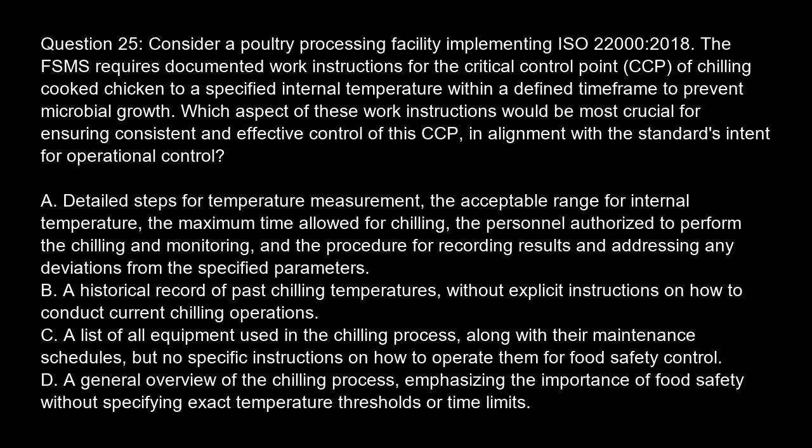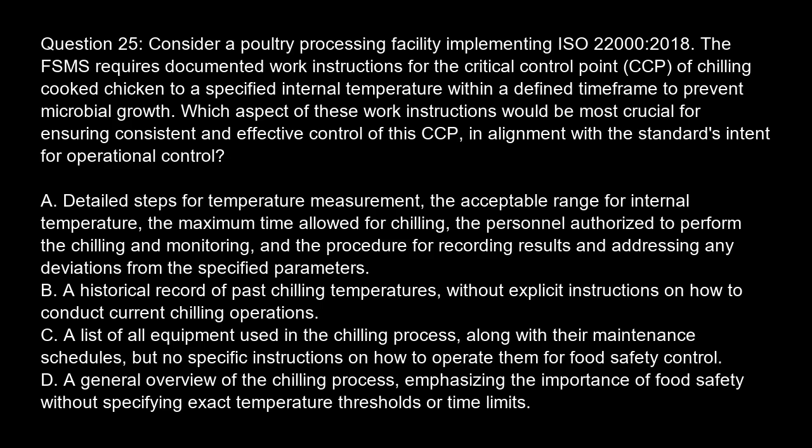Question 25. Consider a poultry processing facility implementing ISO 22000:2018. The FSMS requires documented work instructions for the critical control point, CCP, of chilling cooked chicken to a specified internal temperature within a defined timeframe to prevent microbial growth. Which aspect of these work instructions would be most crucial for ensuring consistent and effective control of this CCP in alignment with the standard's intent for operational control?